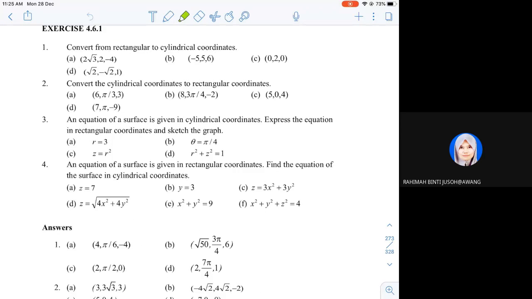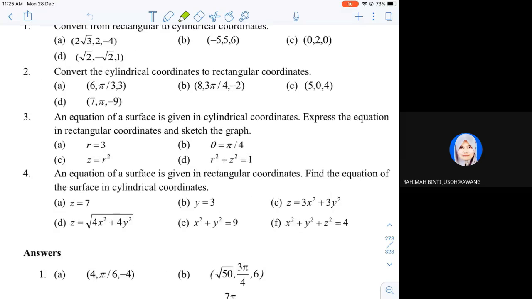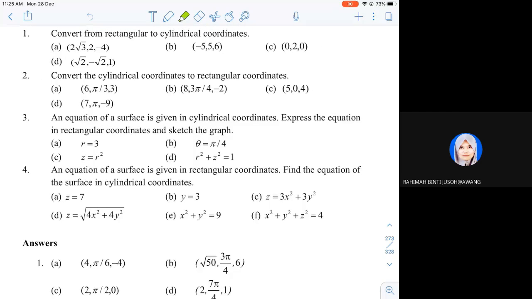I think you can just use the formula, but let's say for this question number 3b, theta equals pi over 4. If you want to express the equation in rectangular coordinates, it means you have to change into x and y. So we know that tangent theta equals y over x, isn't it? So we will have tangent pi over 4 equals y over x.